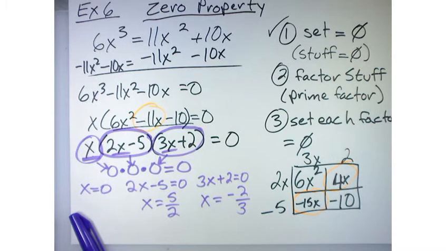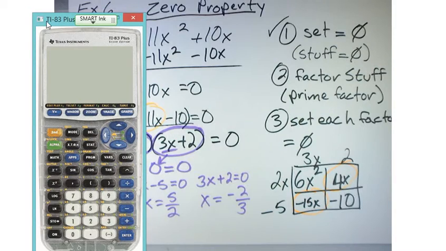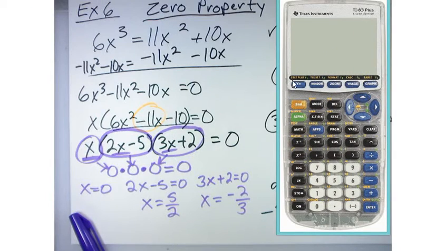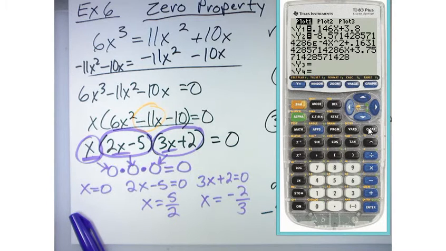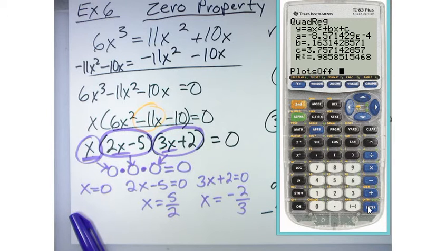Plug it into the calculator. So what I could do here is I could graph this function and see what it does on the calculator. So I'm going to clear a bunch of stuff out. I'm going to turn my stats off, stat plots. If you come down to 4, see how it says plots off? That turns off all the plots.